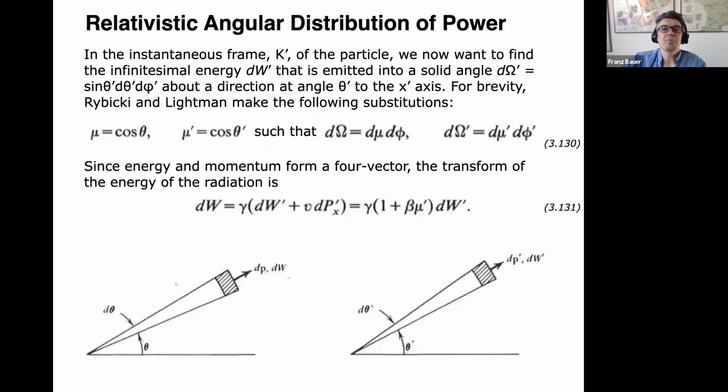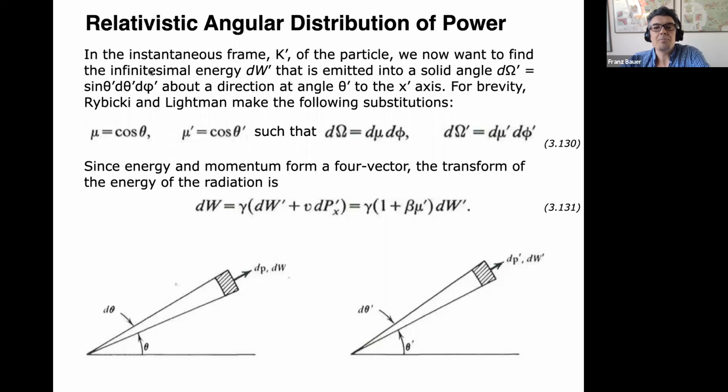In the instantaneous frame K prime, we have some infinitesimal energy here. We have a solid angle. This tiny solid angle, we can divide into our theta and our phi. And so we have some directionality here. We have this tiny little piece of the solid angle, which looks like that. We have a little bit of work. Actually, it's in the K prime frame, so it's this version of that. And what we want to do is transform each of these things.